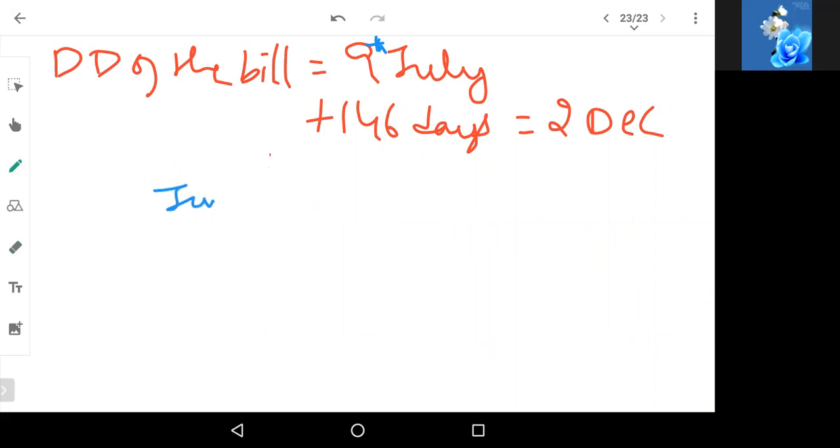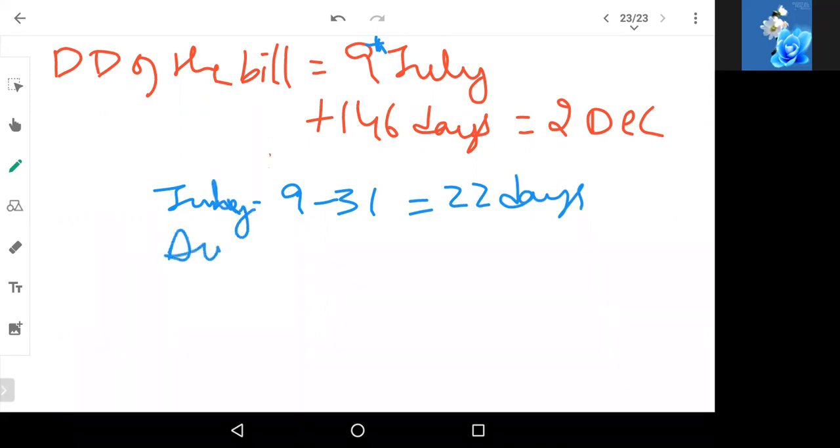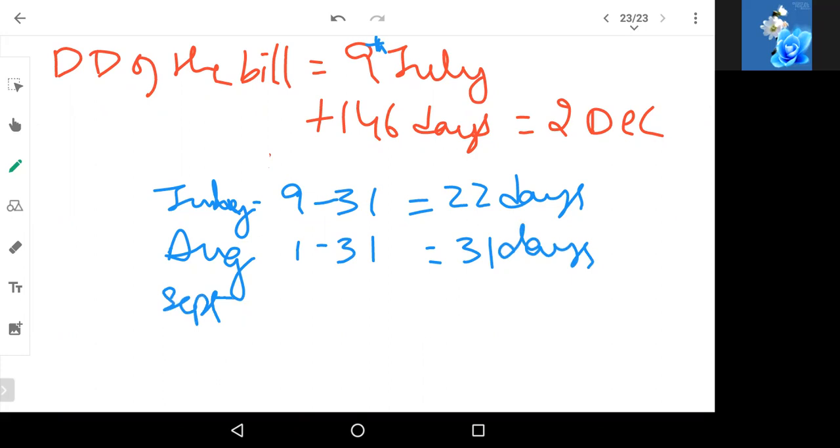146 days means, how do we calculate? Now in July, from 9th July to 31st July, how many days will you get? 31 minus 9 is 22 days. This is July. Then August, 1 to 31, so 31 days. So 22 plus 31 is 53. September 1 to 30, September is 30 days. So 53 plus 30 is 83 days.